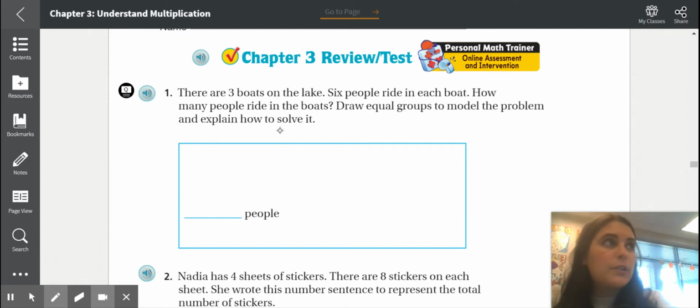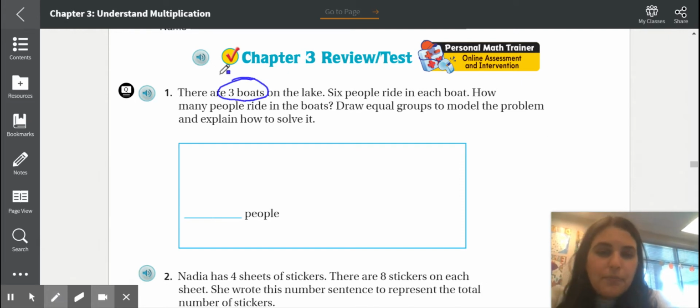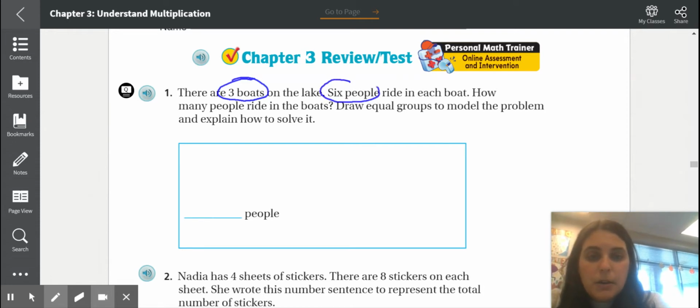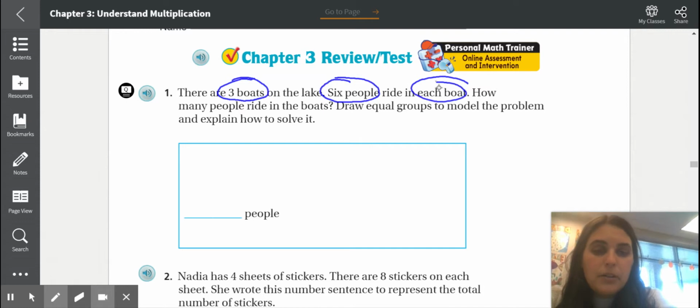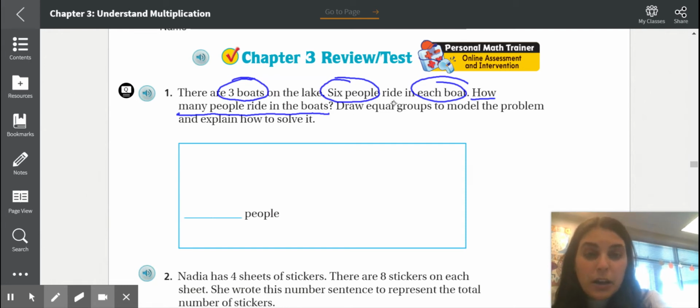So let's go back and circle what we need to know. There are 3 boats on the lake. We circle 3 boats. 6 people ride in each boat. We know that there are 6 people in each boat. How many people ride in the boats? So let's draw equal groups, because that's what it says. Draw equal groups to model the problem.